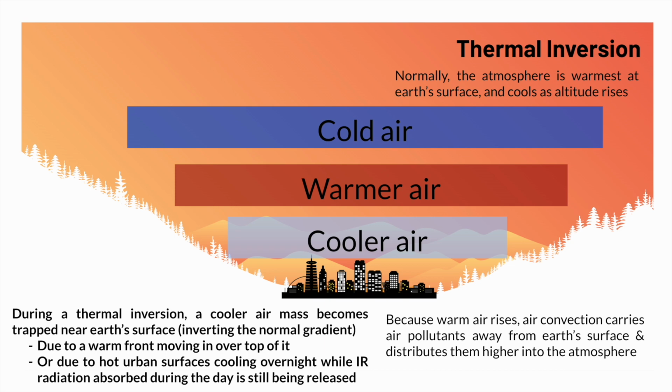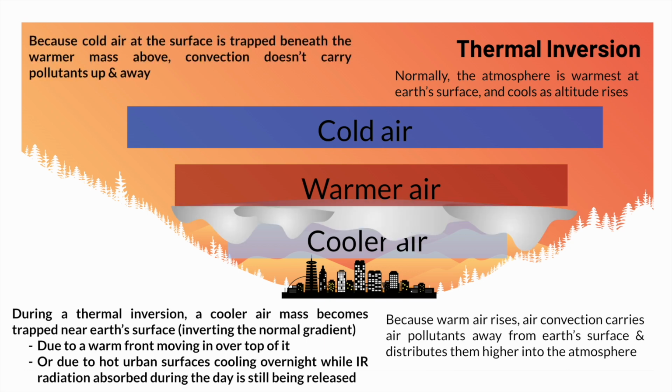Typically this is going to happen in more of a valley. If the city or area is at the bottom of a valley, we can very easily have this thermal inversion, but it's not unheard of in urban areas to have this occur as well, as that urban surface cools overnight and the infrared radiation is still being released. The issue is that the pollutants that are typically given off and redistributed to the upper layers of the atmosphere become trapped because you have that warmer layer of air preventing the pollutants from moving up further into the atmosphere.